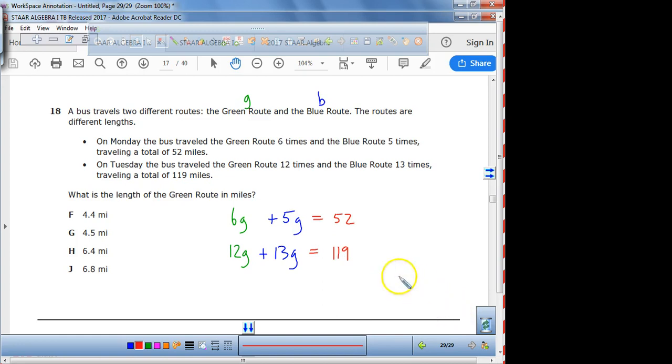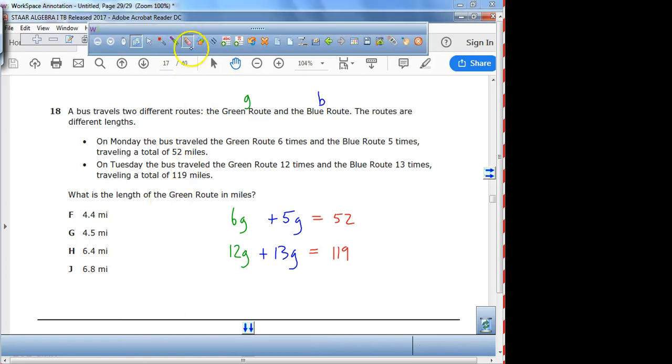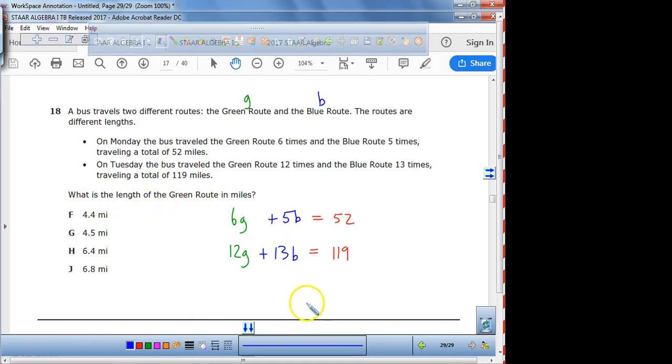miles. Okay? So if you ever have a system of equations, you can use the elimination method, you can use the substitution method. I prefer the elimination method. It says, what is the length of the green route? So if we're trying to find the, what did I mess up? I apologize. Sorry, yeah. Should have put it. There we go. So what is the length of the green route? I'm going to eliminate the blue. Okay? I'm going to eliminate the blue. I'm going to solve for the green.